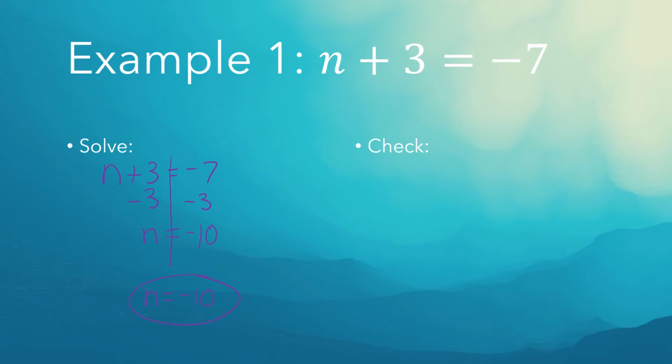You can always check your answer, and to do that, we want to rewrite the original equation. And since we said that n is equal to negative 10, we can substitute negative 10 in place of n. Everything else we can rewrite exactly the same. Now let's simplify. We have negative 10 plus 3, that equals negative 7. Our equation now looks like negative 7 equals negative 7, and that is true. So we do know that n is equal to negative 10.